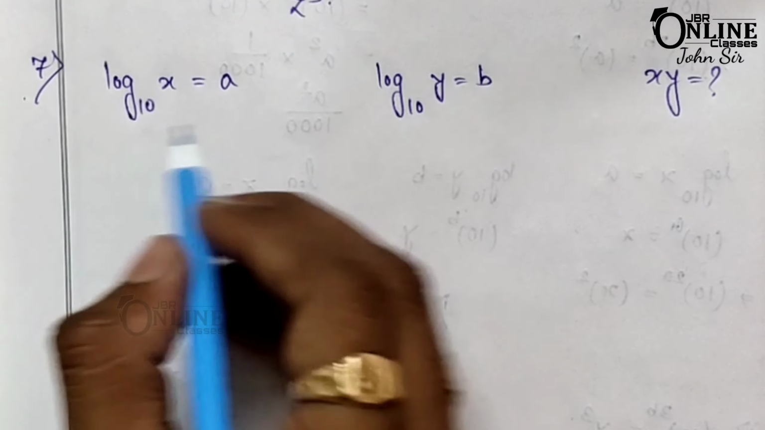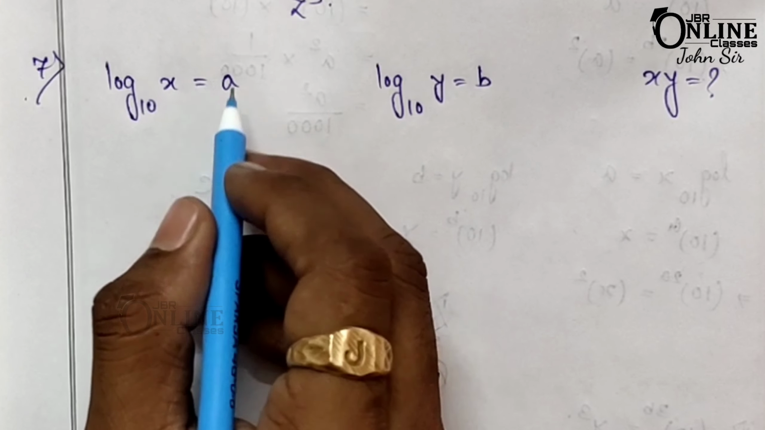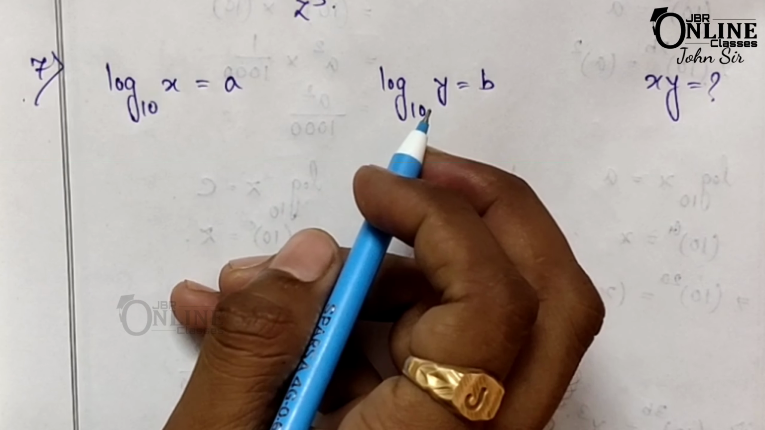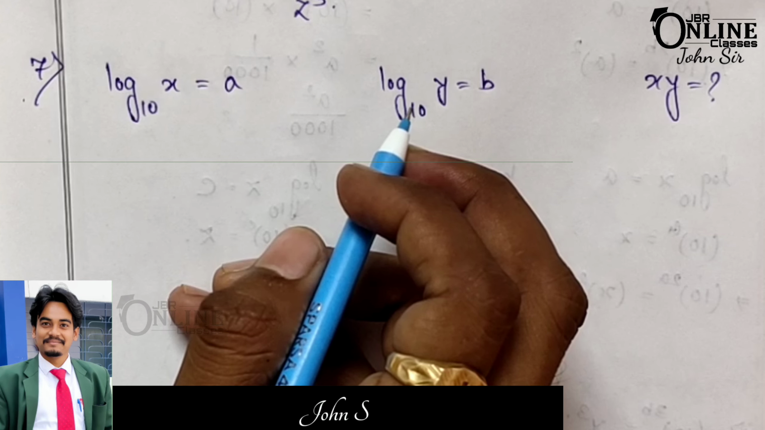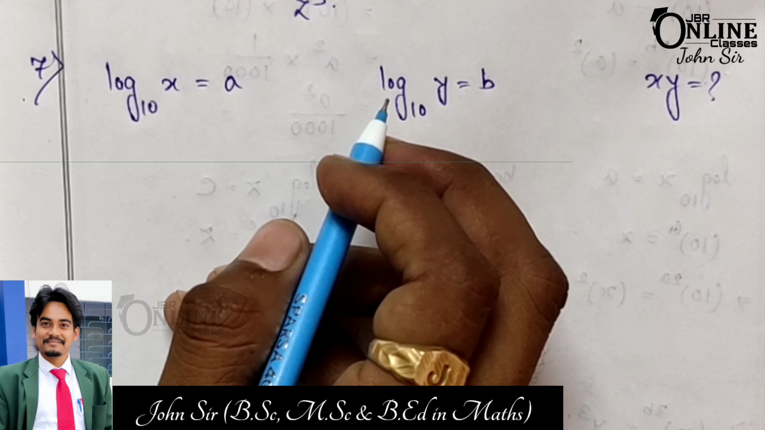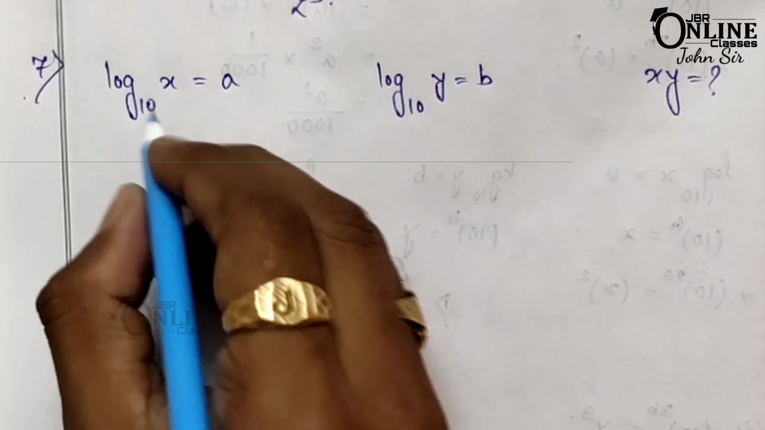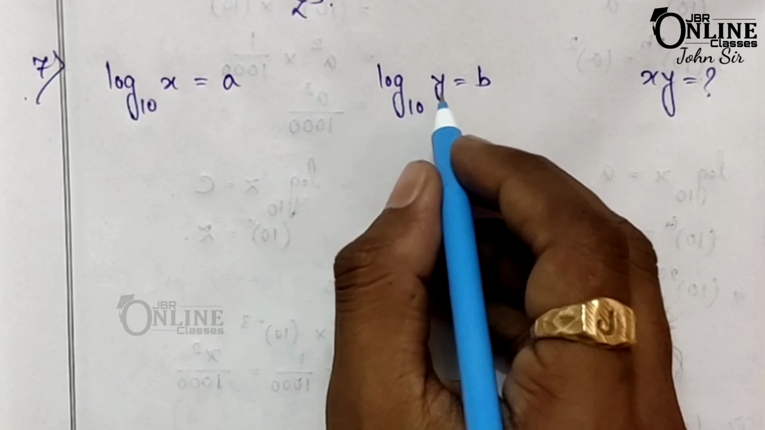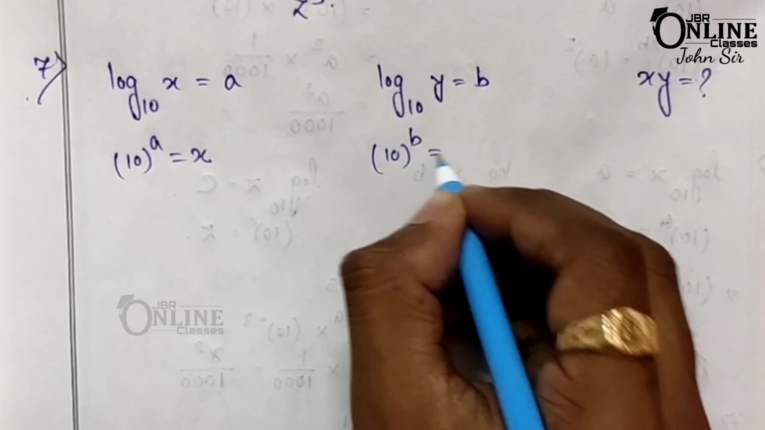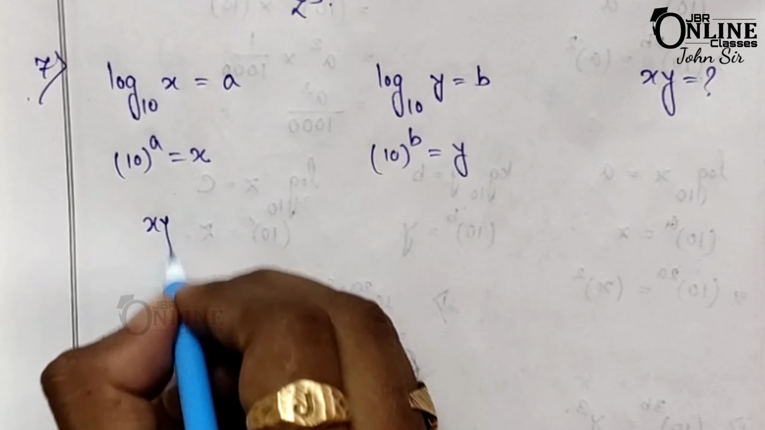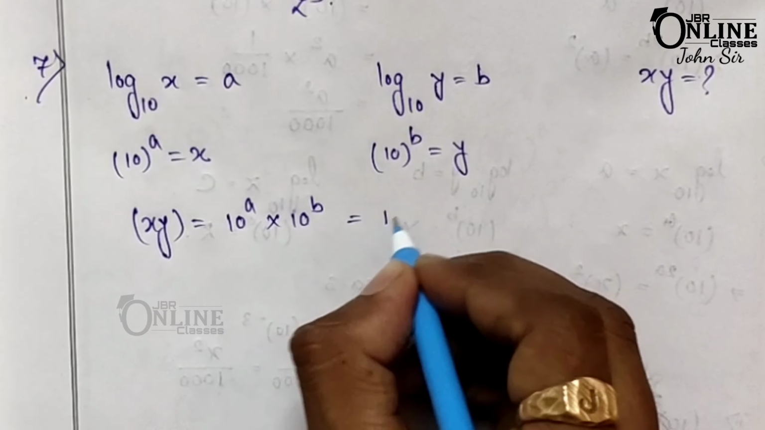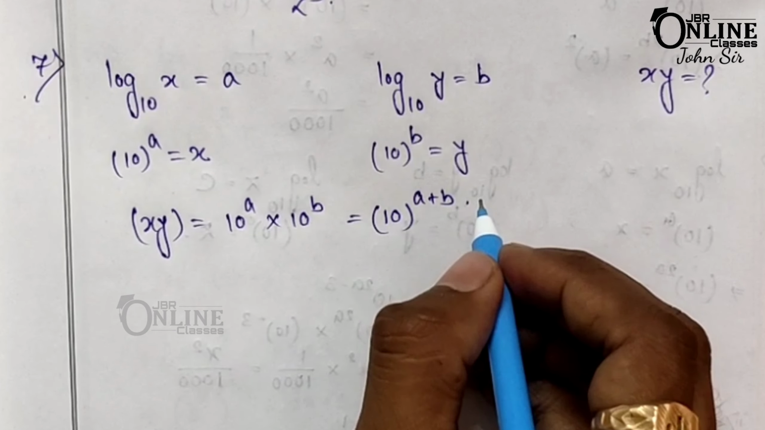Now sum number 7. Here if log 10x equal to a and log 10y equal to b, then find the value of xy, that means x into y. So given that log 10x equal to a and log 10y equal to b, here 10 to the power a equal to x and 10 to the power b equal to y. If you want to find the value of xy, that means x into y, so 10 to the power a into 10 to the power b, and by the formula it will be 10 to the power a plus b.